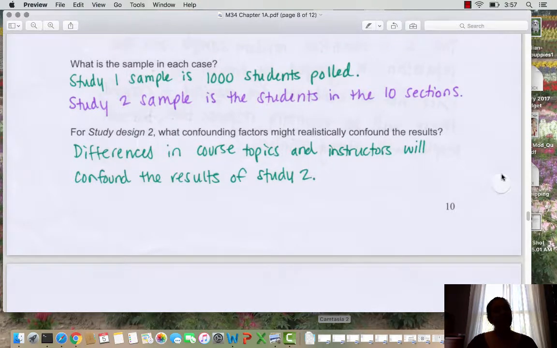Confounding factors tend to mix up a study or are other factors that might come in and influence that relationship between the explanatory and the response variable. So we have to make sure we're thinking about those in our study design.